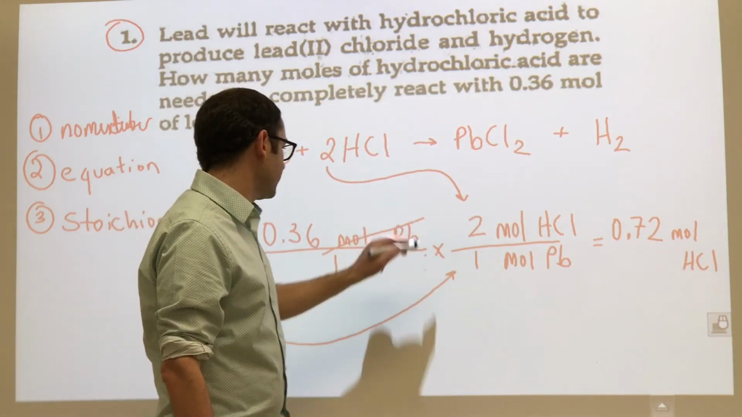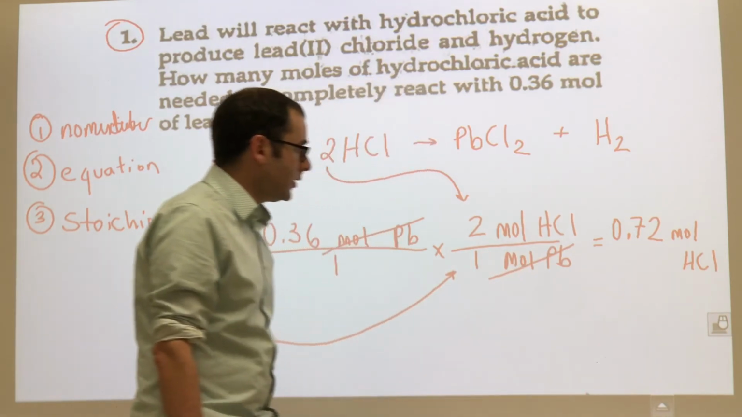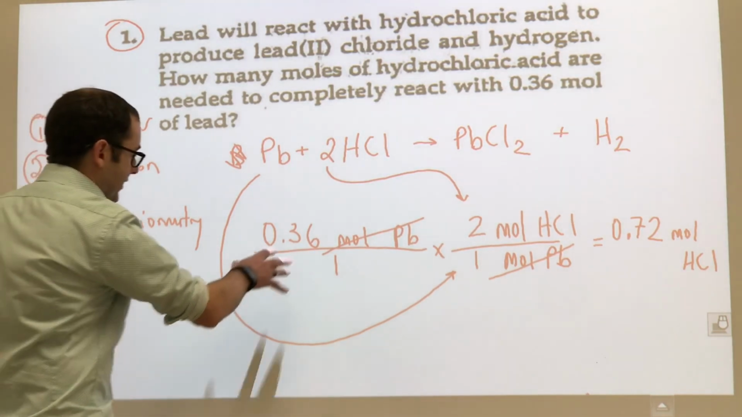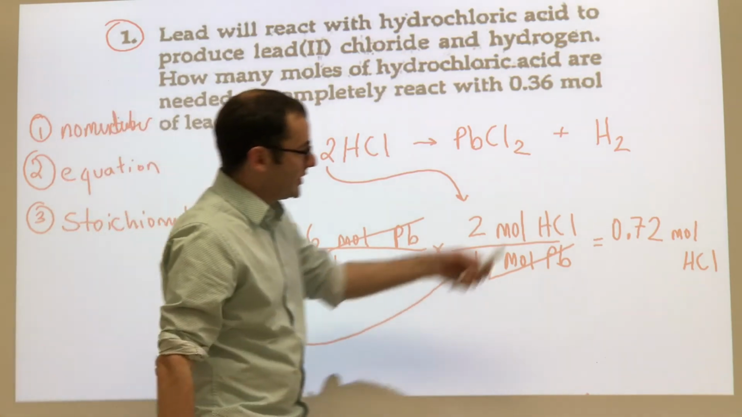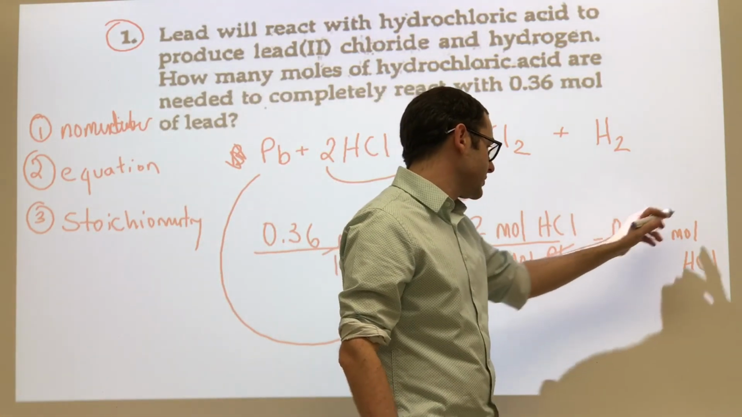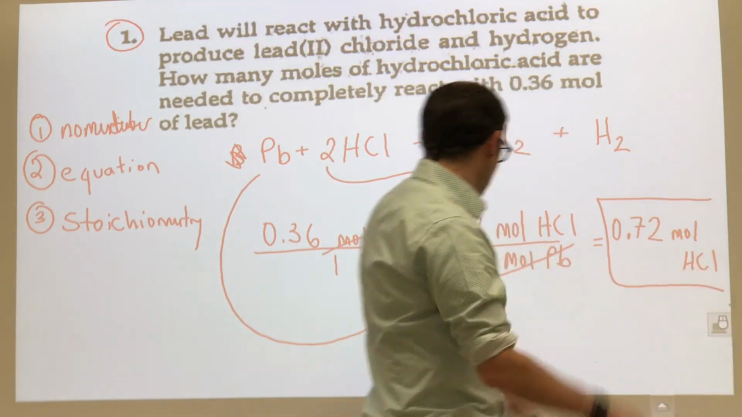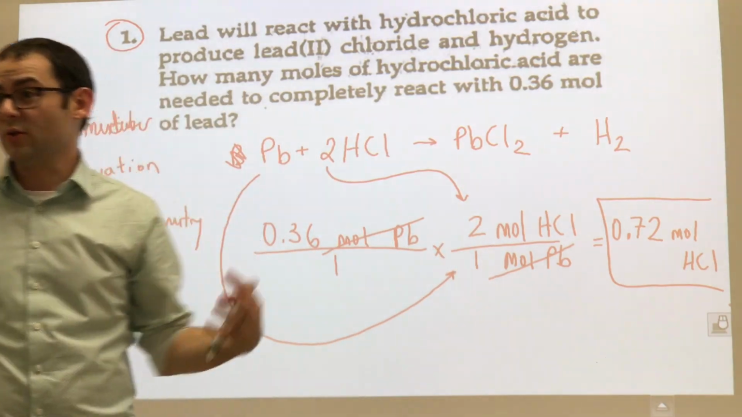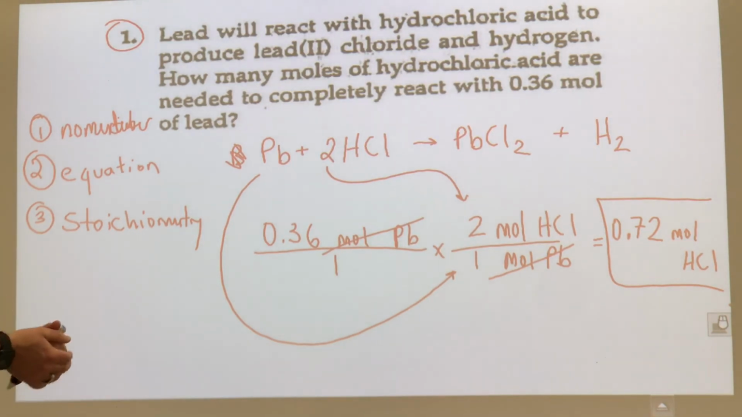All right. The moles of lead cancel out, and we check our sig figs, right? And we make sure that they're correct. Are they correct? Yeah, they are, because it's 0.36. This only has 2 sig figs. 0.72 has 2 sig figs, so that's good. And we ignore the 2 and the 1 because it's a conversion factor, and we just ignore conversion factors when doing sig figs. All right. Any other questions with that? No, you guys good?